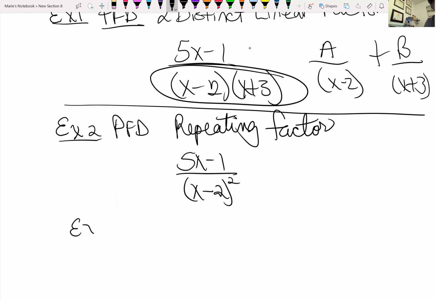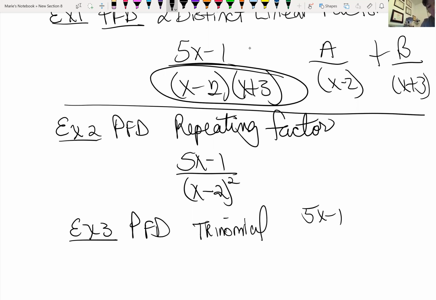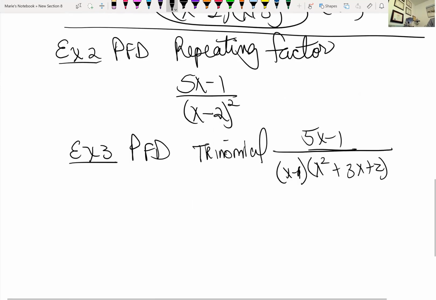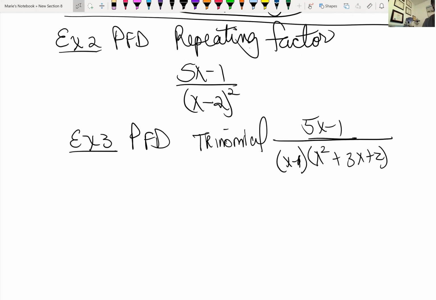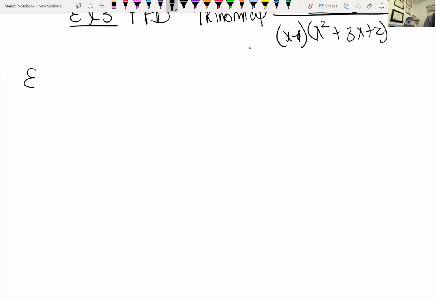Example 3, the gist of this one again is also partial fraction decomposition, but now you have a trinomial involved. You have a trinomial in the bottom. So you have like a 5x minus 1, and then this is something like x squared plus 3x plus 2, and then you have some other x minus 1 here or something like that. All right, and so that's that one. So that's the first 3 that we've done. The last one we're going to do is example 4. And this concludes this chapter, which is 8.3 basically.